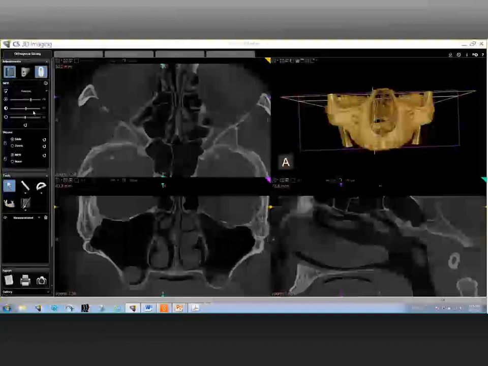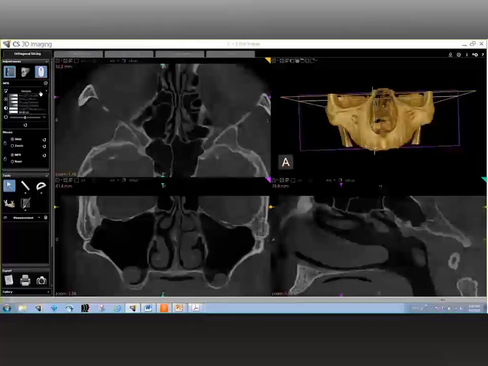Well, if I recall from past conversations with you, soft tissue anatomy is not able to be visualized with CBCT. So why are we able to see the soft tissue that you've just pointed out here in the sinus?